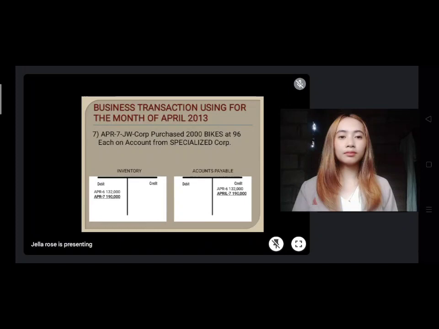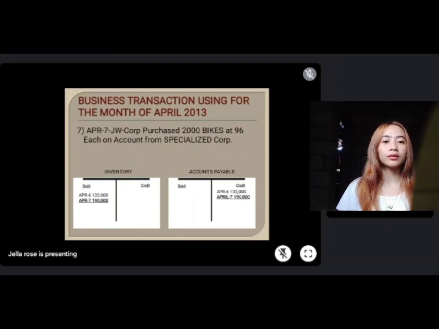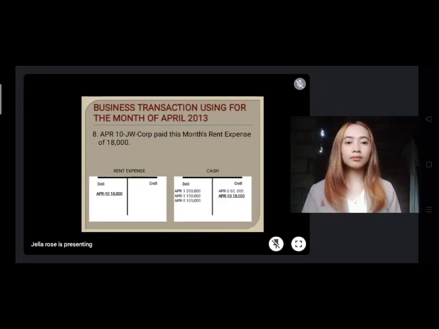Number 7, on April 7, JW Corp purchased 2,000 bikes at 96 each on account from a specialized corp. On April 7, the transaction increased the asset, which is inventory, 190,000. JW Corp purchased 2,000 bikes at 96 each, so it's debit. And liabilities increase because it's also on account, which is accounts payable, 190,000 credit. Number 8, on April 10, JW Corp paid this month's rent expense for 18,000.